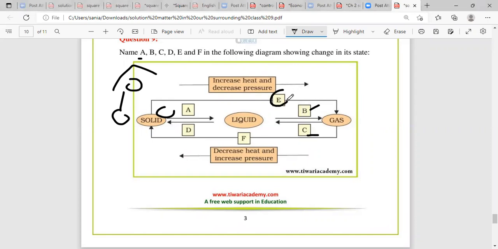And E Jeba will tell. F I will tell. B is vaporization. Jaslin, you are not audible. B: liquid is being converted into gas. Ma'am, E is vaporization? Solid is being converted into gas. So it is vaporization. No, it's sublimation. Yes.